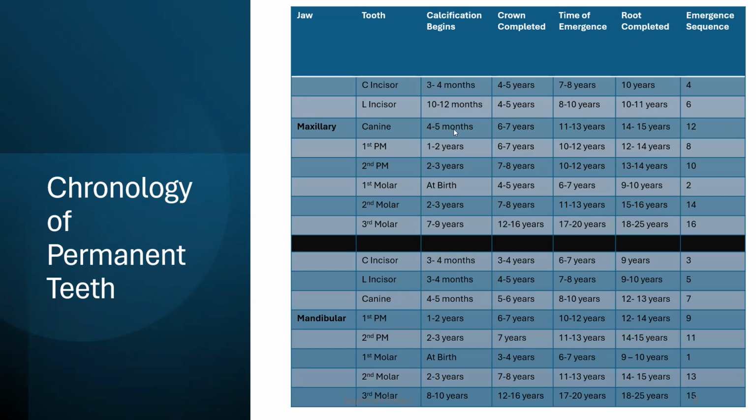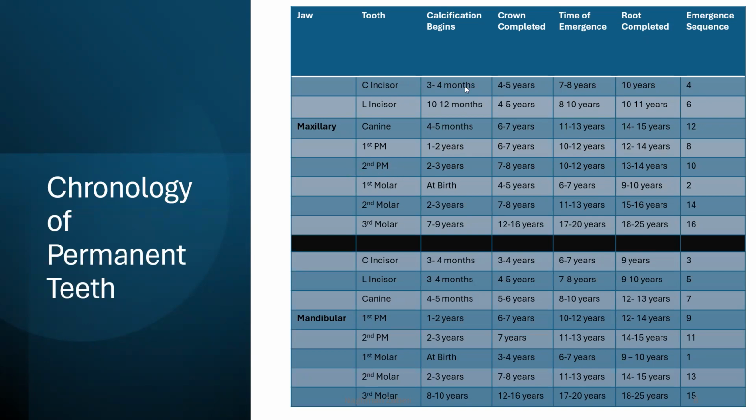Maxillary canine: calcification starts at 4 to 5 months, and the crown is completed at 6 to 7 years. Time of emergence is 11 to 13 years. Root is completed at 14 to 15 years. First premolar maxillary: calcification starts at 1 to 2 years after birth, and the crown is completed at 6 to 7 years. Time of emergence is 10 to 12 years. Root completed 12 to 14 years.